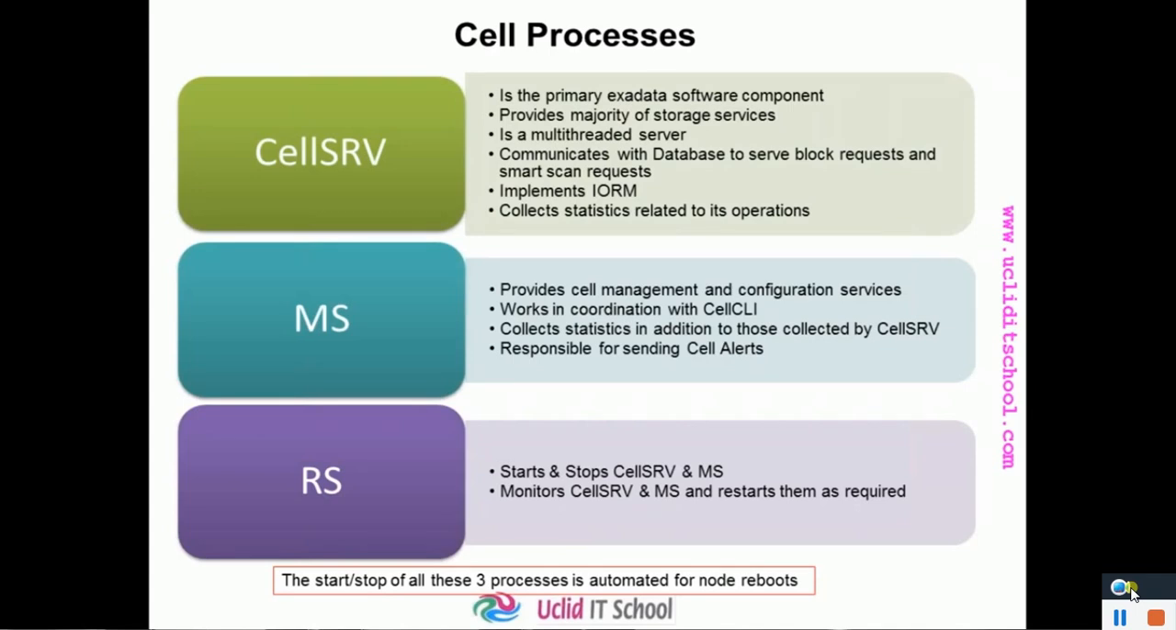Like every database server has many processes at OS level, like database writer, log writer, SMON, PMON, each cell has processes at OS level, but a cell has only 3 processes: cellsrv, MS, and RS. So let us understand these processes. Cellsrv is the main process, and it provides all the storage related services. Every request related to storage is managed by cellsrv.